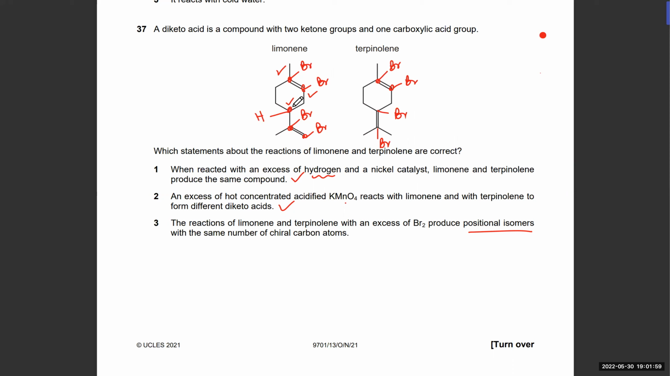Remember, in cyclic compounds, if you travel from this side, and if you travel from this side, both sides appear to be different. This side has only a carbon chain, this side has bromine on it. So the two sides are different. Is that clear?